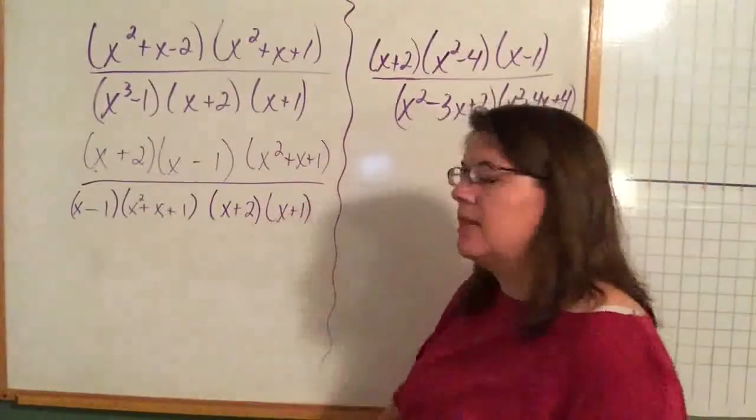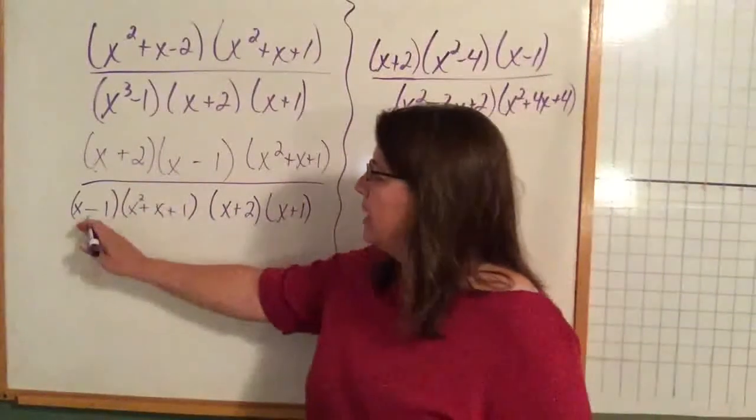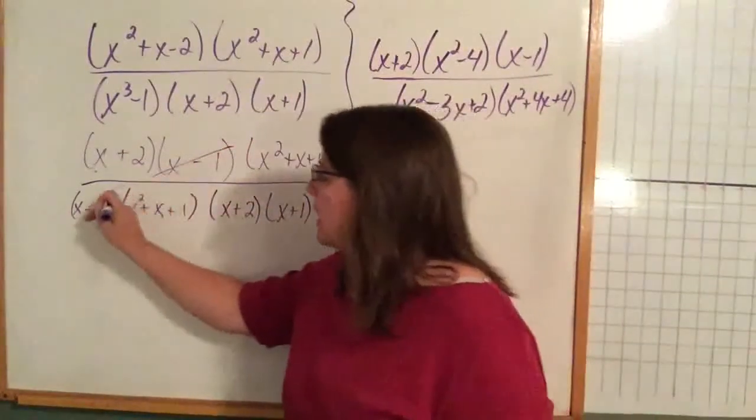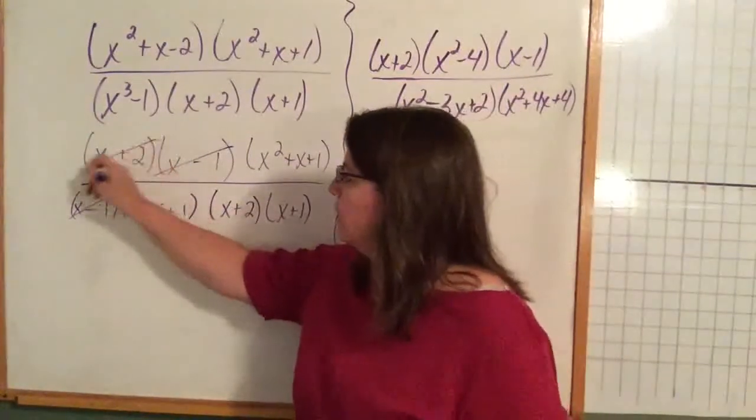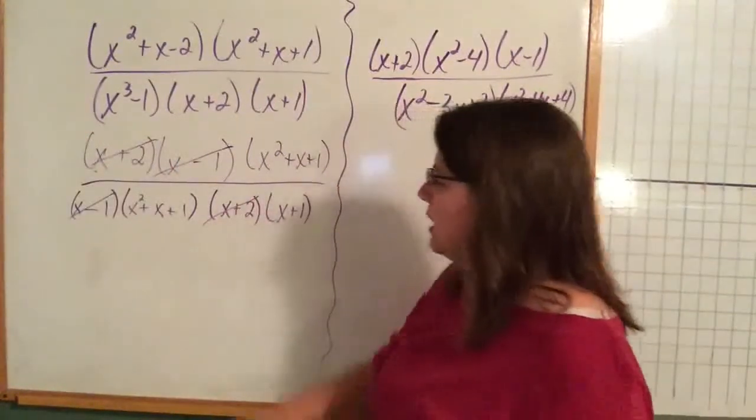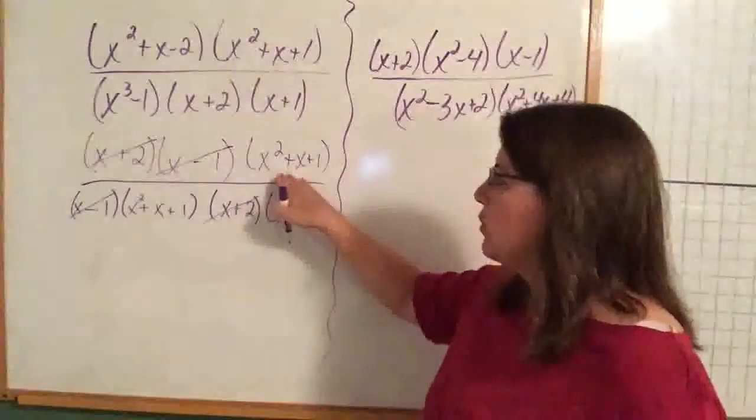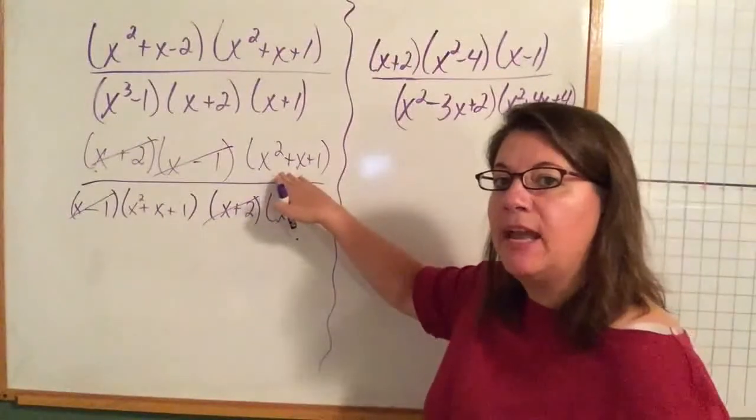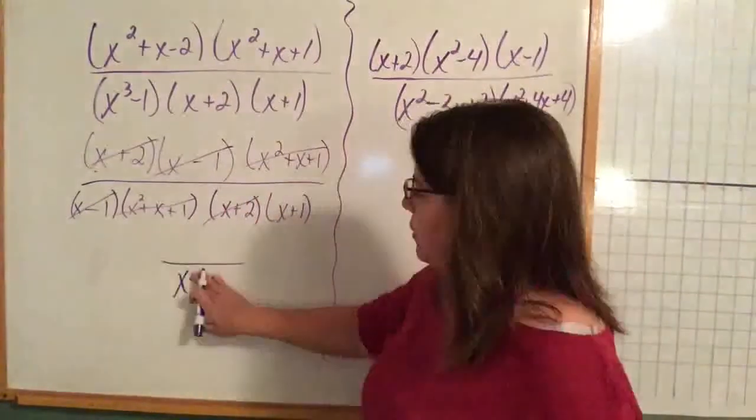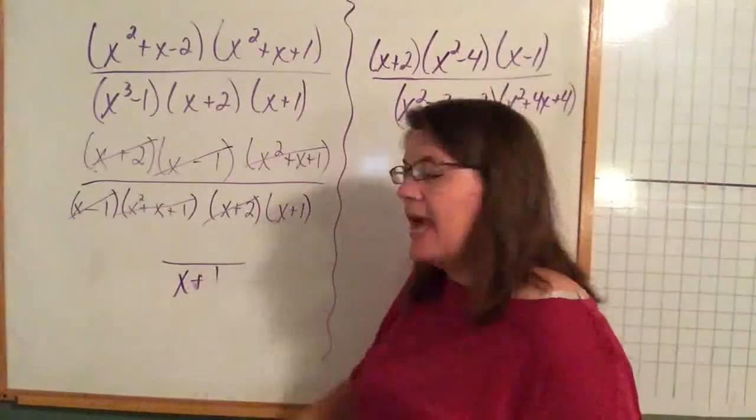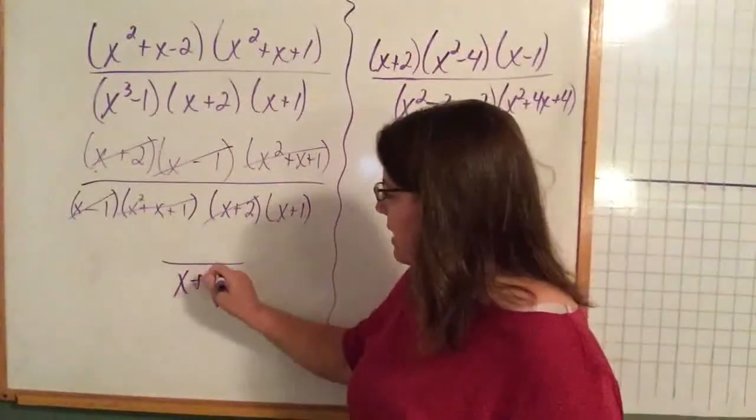And then let's look and see what factors we can cancel out. What do they have in common? Well, the x minus 1 and the x minus 1 are the same. They can be canceled out. The x plus 2 and the x plus 2 are the same. They can be canceled out. The x squared plus x plus 1 is the same as the x squared plus x plus 1. Since they are exactly the same, they can also be canceled out. So we have left an x plus 1 on the bottom, and then everything on top had canceled.